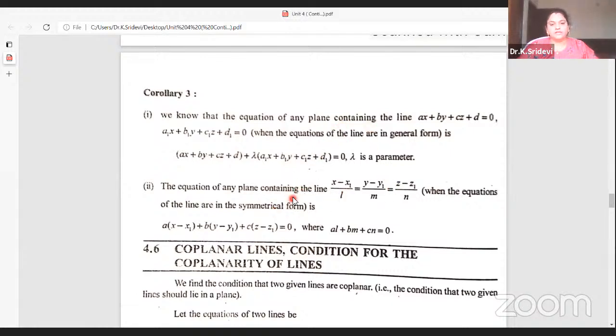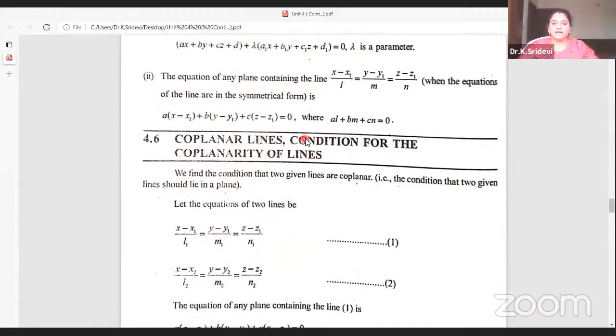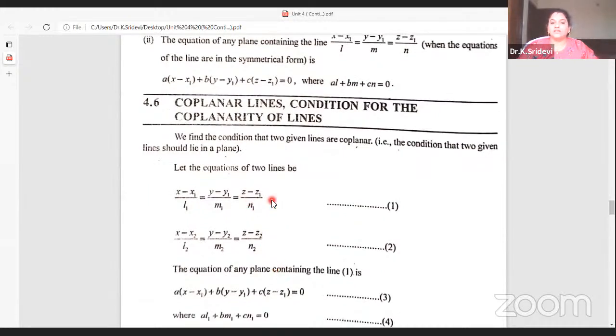So these are useful in further studies. Now we go to find the coplanar lines and the condition for the coplanarity of lines. So what are coplanar lines? Suppose there are two given lines, like for example these two, and suppose that these two are intersecting lines. If these two intersecting lines lie on the same plane, then these two lines are said to be coplanar lines.